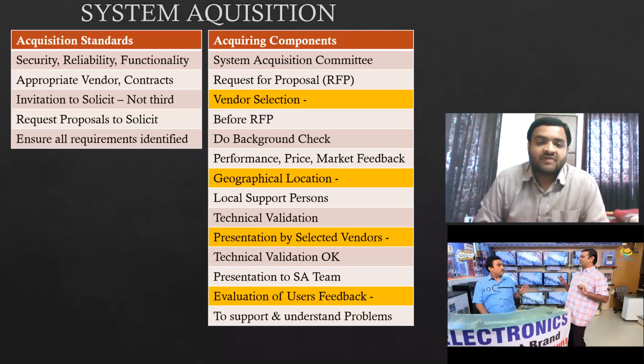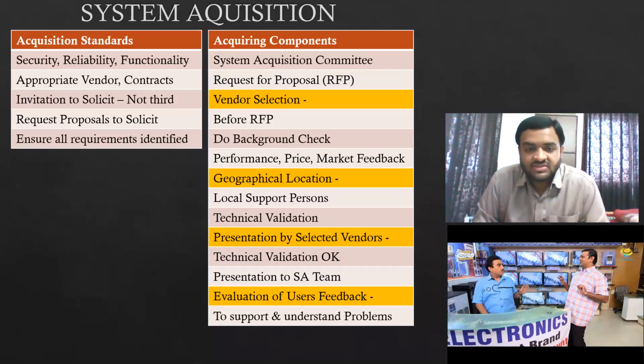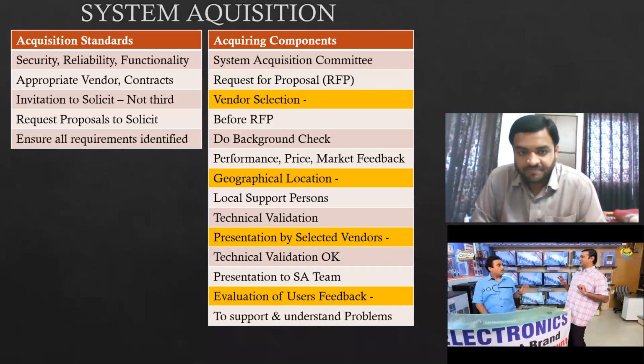Now while acquiring components, we have to remember 4 things. What are the 4 things? How to do vendor selection, geographical location, presentation by selected vendors, and evaluation and users feedback. Remember these 4 things.